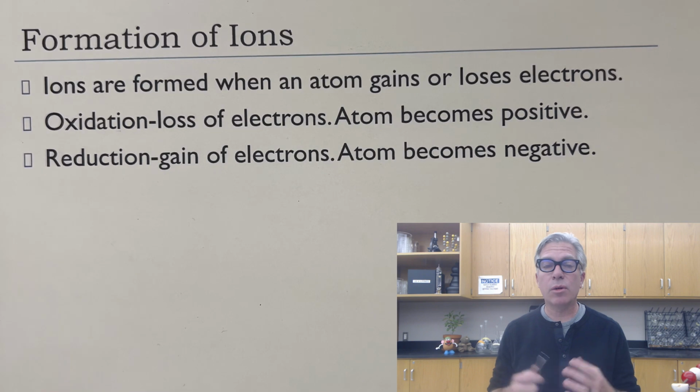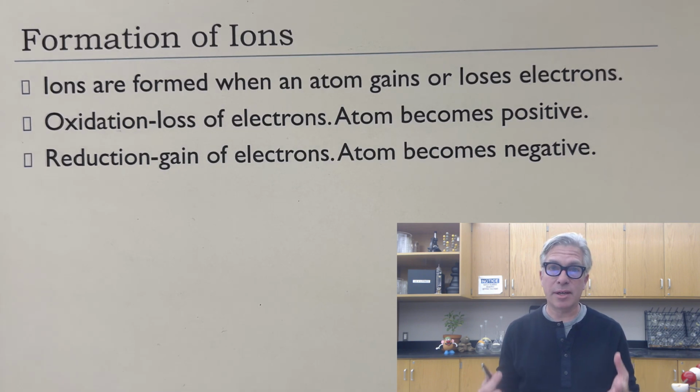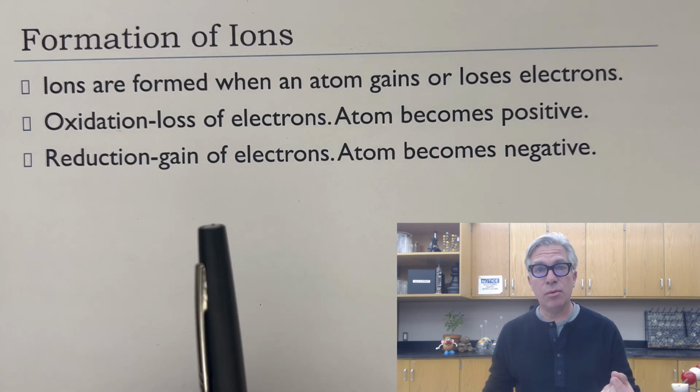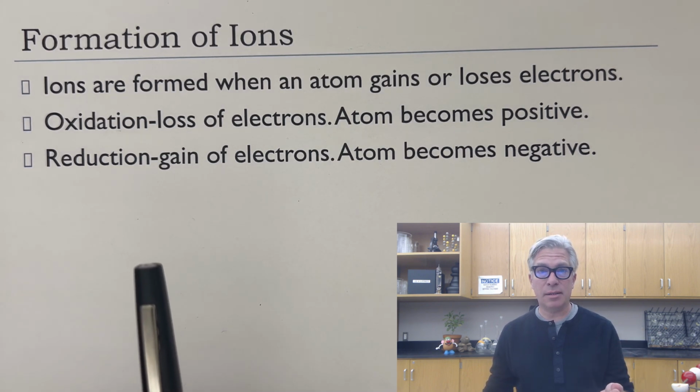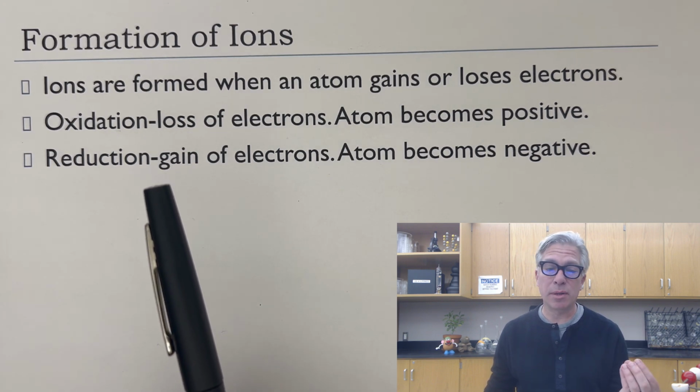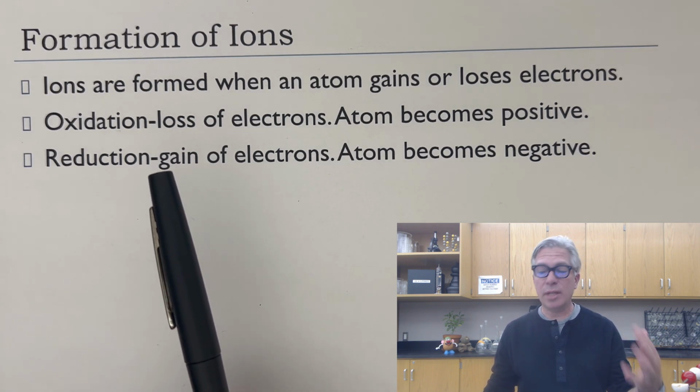In this video, we're going to be talking about three specific things. One, what are ions and how are they formed? Two, what are the four types of ions? And three, how do we put them together to make a chemical formula and represent that? So let's get into it.